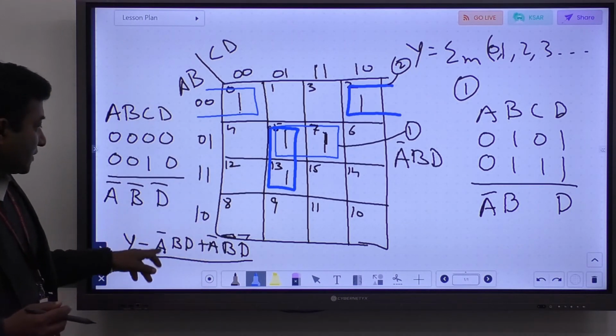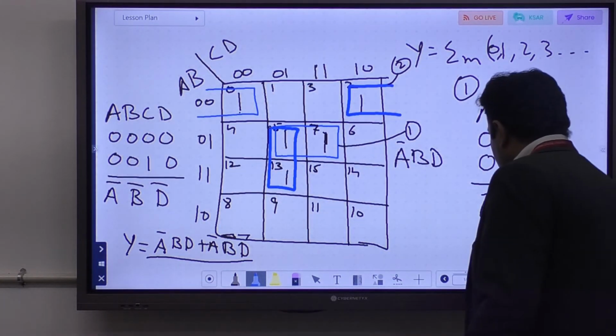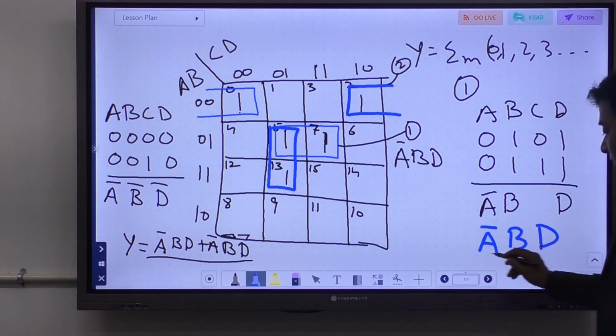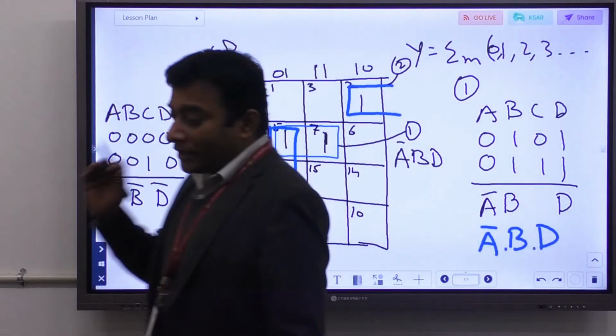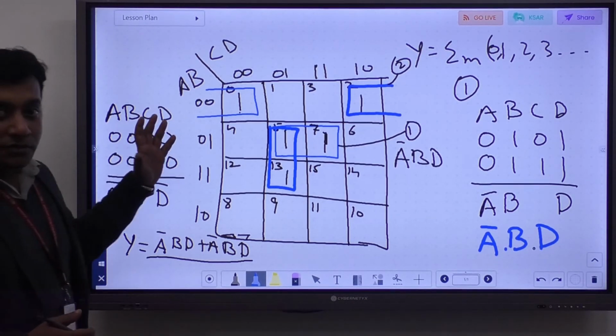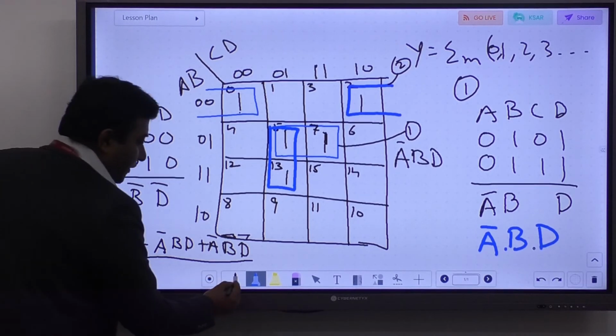So you can see in this case, if we are making a pair, we are getting A bar, B and D. To implement this, we need 2 AND gates. But in case if we are making a quad and we are getting just 2 variables as an output, only a single AND gate would be required. So that's why making a larger group is always profitable, it is always recommended, and a designer always does that.